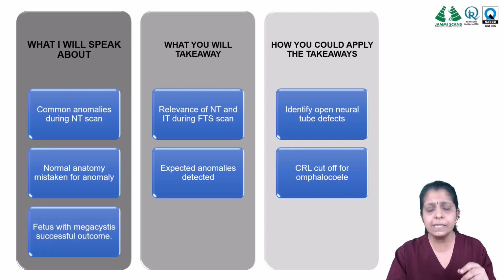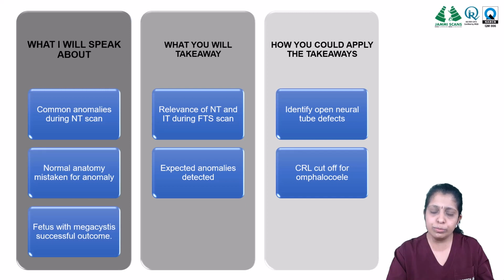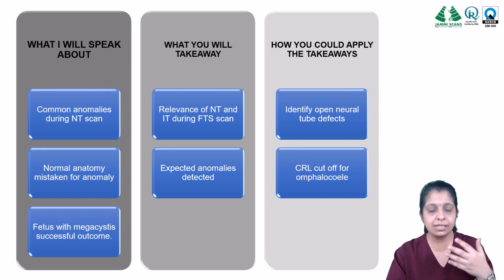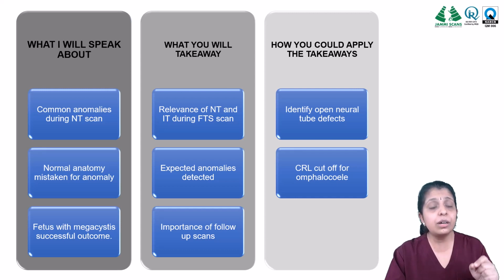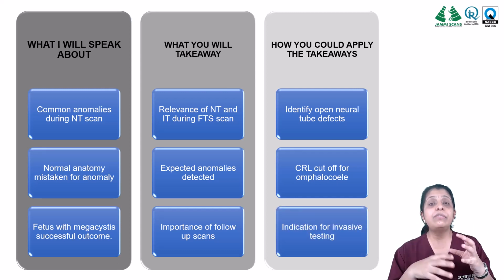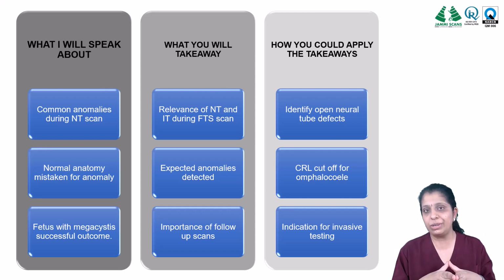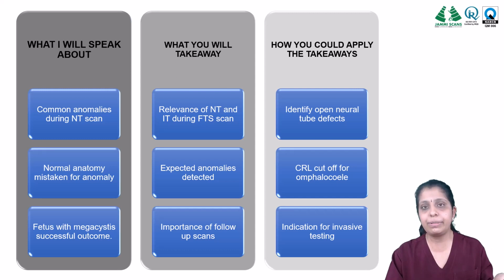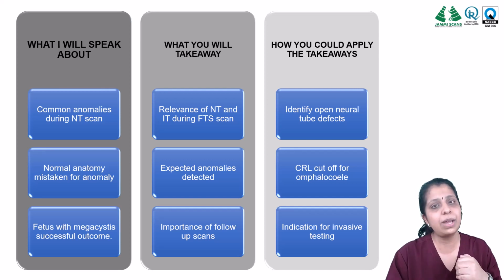Last but not the least, you might have encountered a case of megacystis or distended bladder in the fetus at 12 weeks. Here we're going to talk about a baby which we have followed, and we have discussed how to manage those babies. So the next 4 to 5 minutes is going to be fully practical points on how to use these diagnoses, or how to prognosticate and follow these babies up.